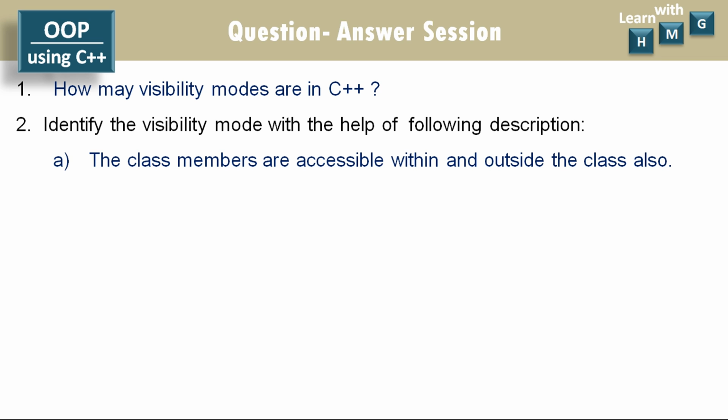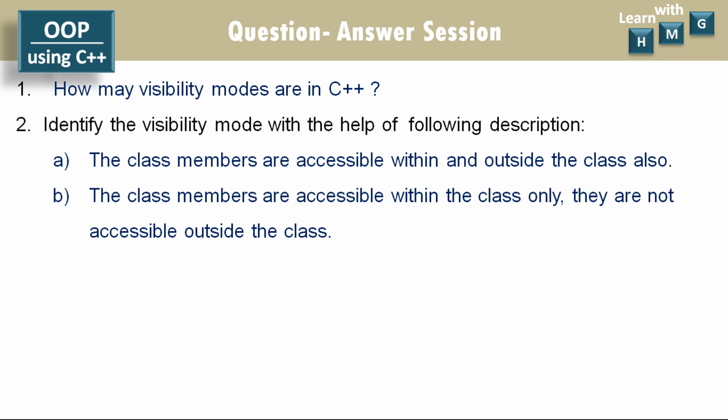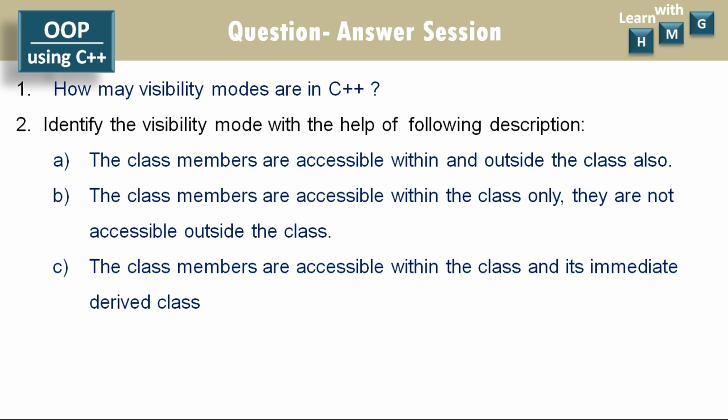Second, the class members are accessible within the class only, they are not accessible outside the class. So what are the members in that mode you are declaring? They are accessible within its own class only. Identify the mode. Third, the class members are accessible within the class and its immediate derived class. So whatever class members you declare within the mode, they are accessible within its own class and its immediate derived class. So which mode is supporting this? You have to answer with the name of the mode, whether it is private mode or protected mode or public mode.